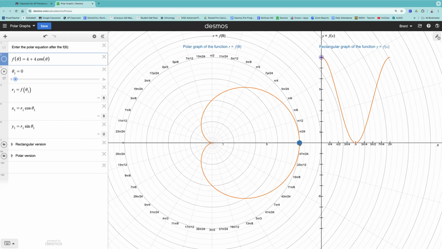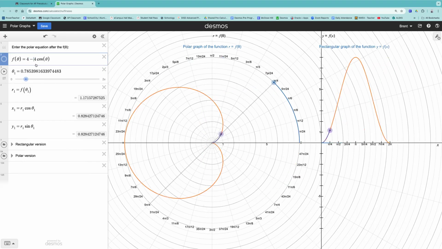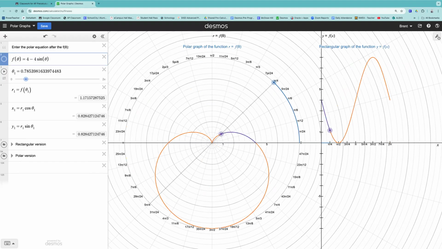The thing it's missing is the point on this end. It's not pointed, it's rounded. But everything else looks like a heart. If you don't think it looks much like a heart, change this to a negative sign. If I change it to 4 minus 4 sine, see, it looks a little bit more like a heart, doesn't it?